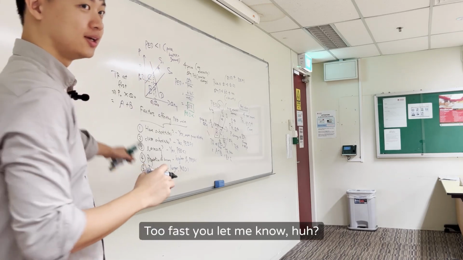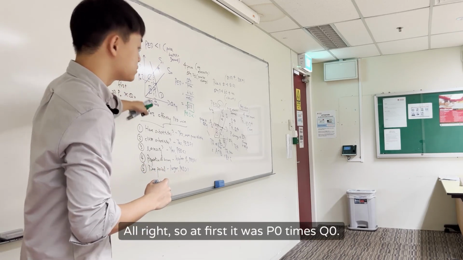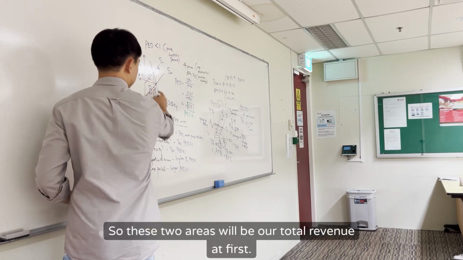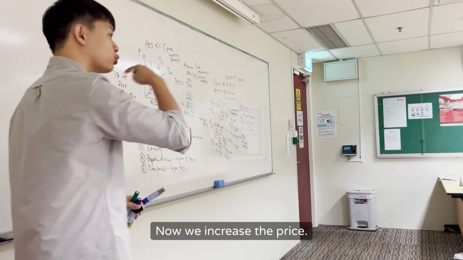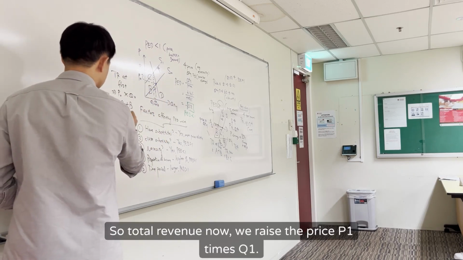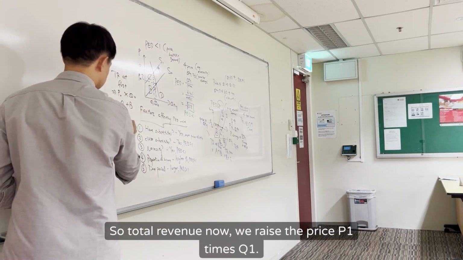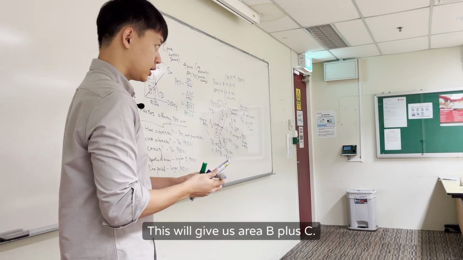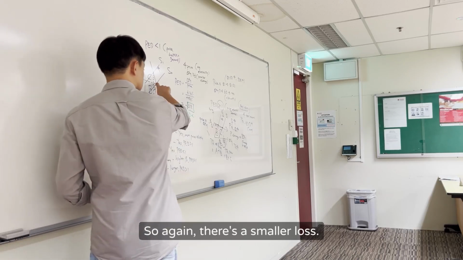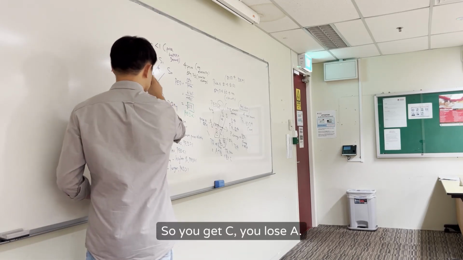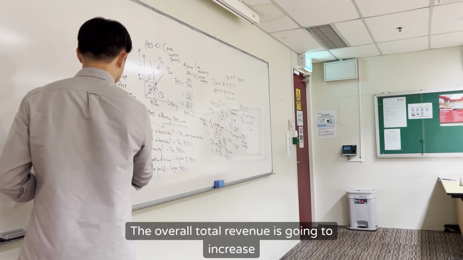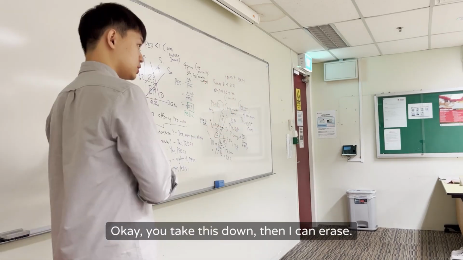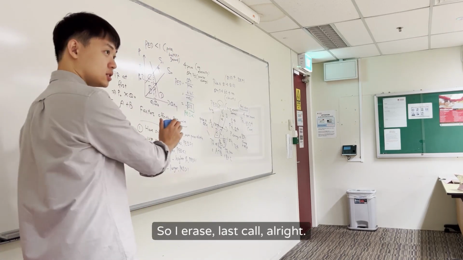Too fast, you let me know, huh? So at first it was P0 times Q0. So we have area A plus B. These two areas will be our total revenue at first. Now we increase the price. So total revenue now, we raise the price, P1 times Q1. This will give us area B plus C. Again, there's a smaller loss, there's a bigger gain. So you get C, you lose A, right? The overall total revenue is going to increase. You take this down, then I can erase. Questions? All done? So I erase, last call.